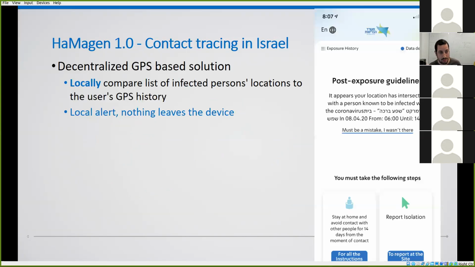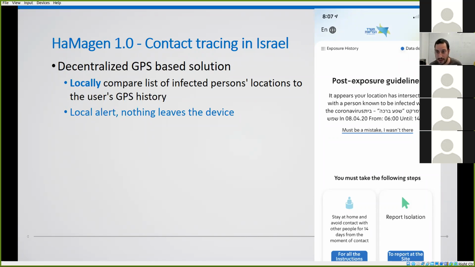And relatively early on, think about May 2020, the Ministry of Health released an application called HaMagen 1.0, which is a decentralized GPS-based solution. And in this solution, the device can receive a list of infected persons' locations, and it compares it to the user's own GPS history. And the alerts are local, nothing leaves the device, and privacy-wise, this is actually a relatively good solution. You can ask where can we get the list of locations, and this goes back to the manual interrogation that we talked about. And now, if a nurse contacts an infected person, it tells her that he was in a specific supermarket.